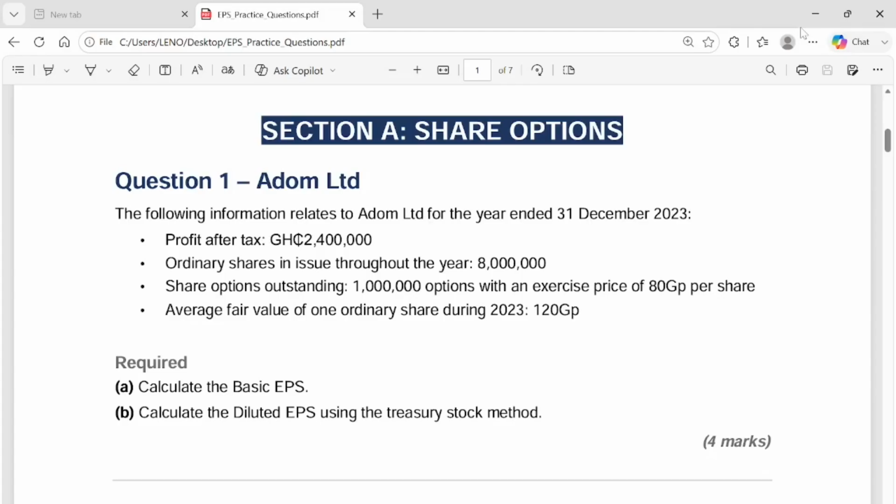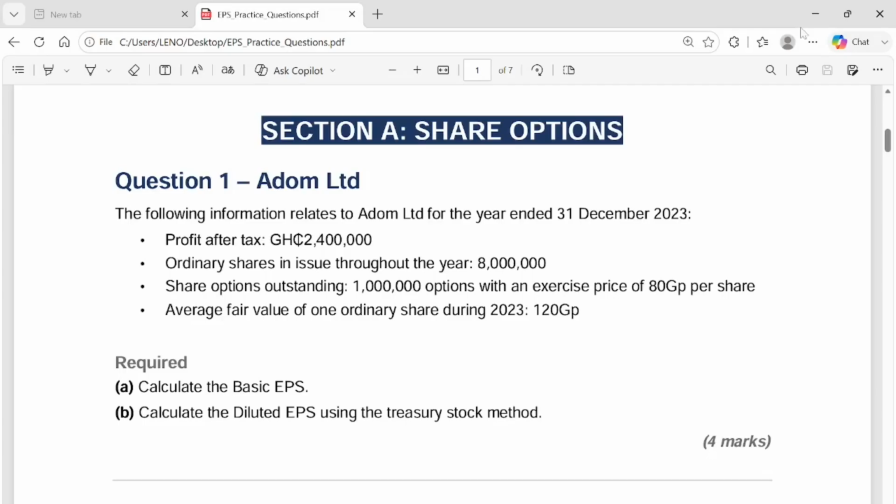Options with an exercise price of 80 pesos per share. The average fair value of one ordinary share during 2023 is 1 cedi, 20 pesos. Calculate the basic earnings per share. Calculate the diluted earnings per share using the treasury stock method.